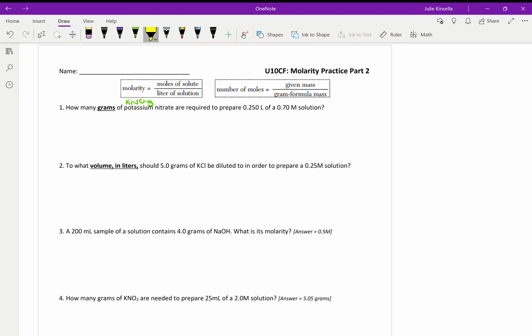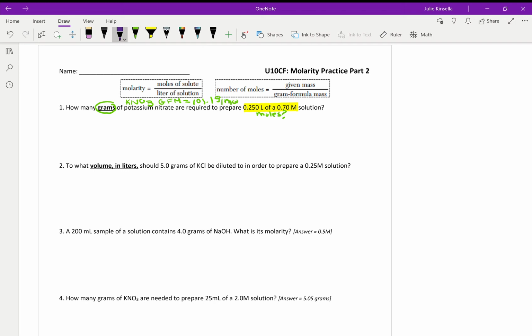So with this one, the liters and molarity are going to allow us to find our moles. So that's going to be step 1. Okay, and then for moles, then we can go back in order to find our grams. So again, this is 2 steps involved. One little thing, the GFM of potassium nitrate, we're going to use 101.1 grams per mole for this.